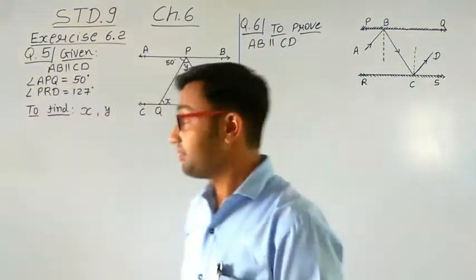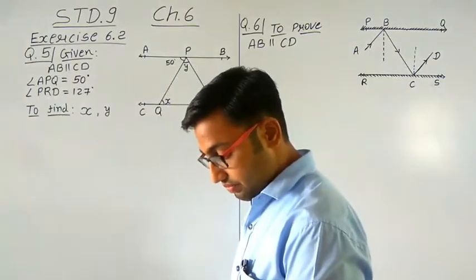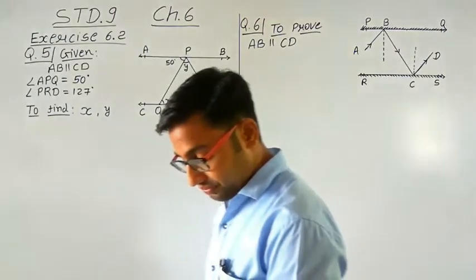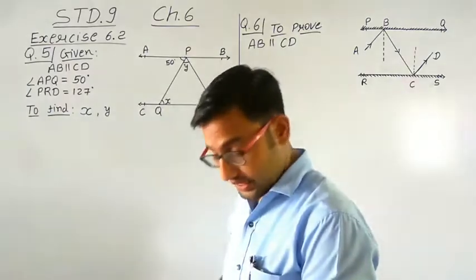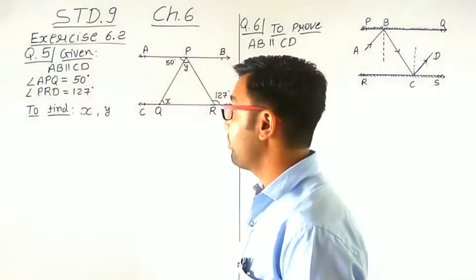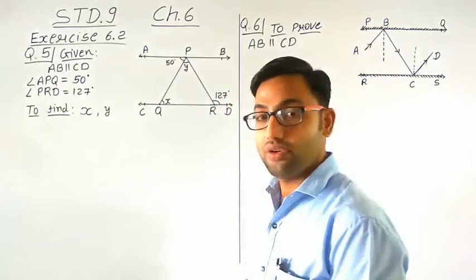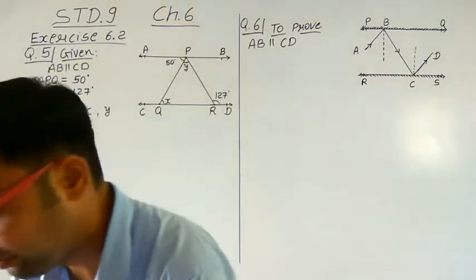Question number 5 is, here we have given one of the diagrams in which line AB is parallel to CD, and angle APQ that we have given is 50 degrees. Angle PRD we have given is 127 degrees. We have to find out the value of x and y.